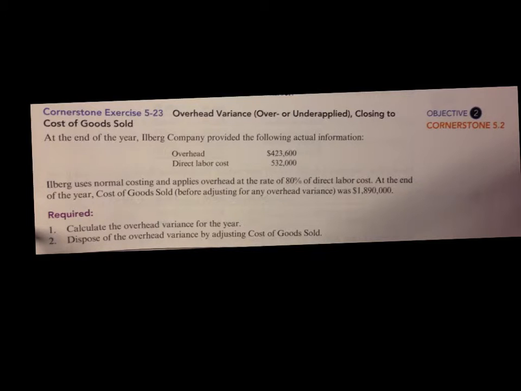When completing this problem, I made sure to highlight the givens, which is the overhead, $423,600, and direct labor cost, $532,000. Also, I highlight the other given, which is the cost of goods sold, $1,890,000, and all the givens were highlighted in a box. Also, the solutions for both part 1 and part 2 were highlighted in yellow for clarity's sake.